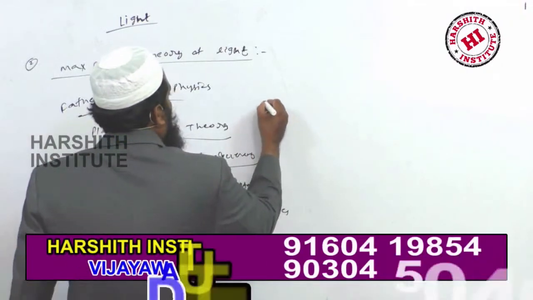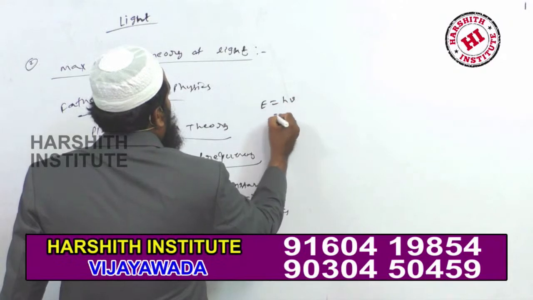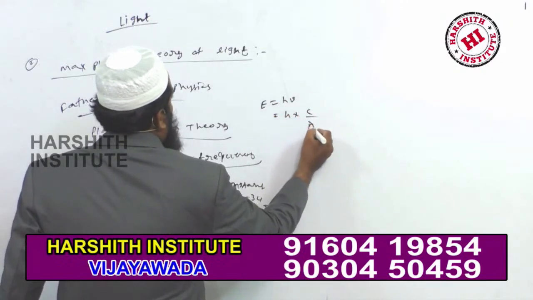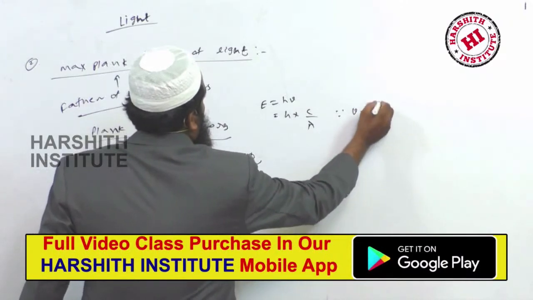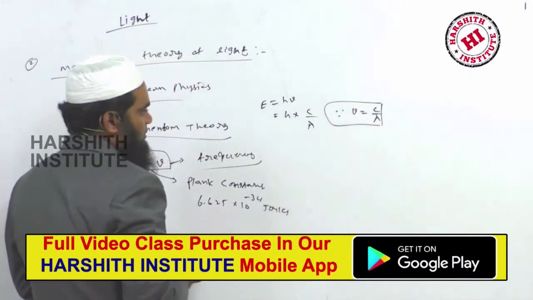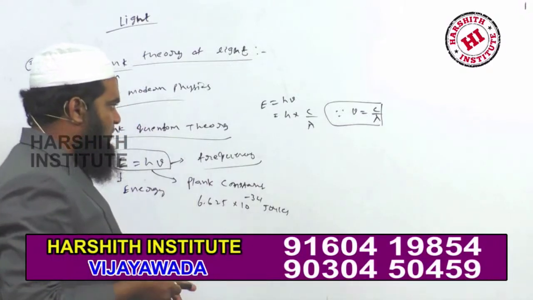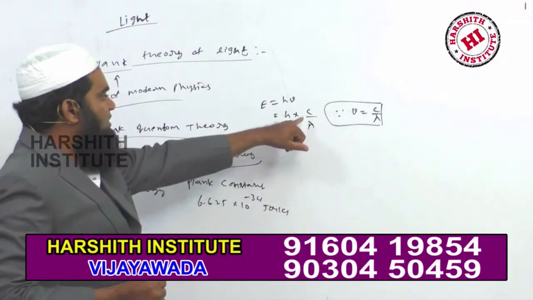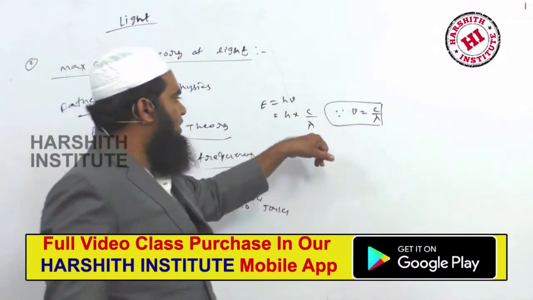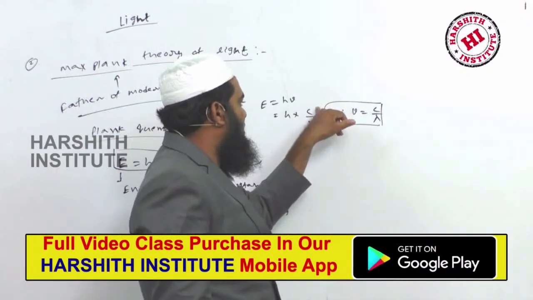And also now they confirm E equal to h into V, h into C by lambda, since here frequency equal to C by lambda. So this is a second relation, you can understand them. Here h into V, V means frequency equal to C by lambda.